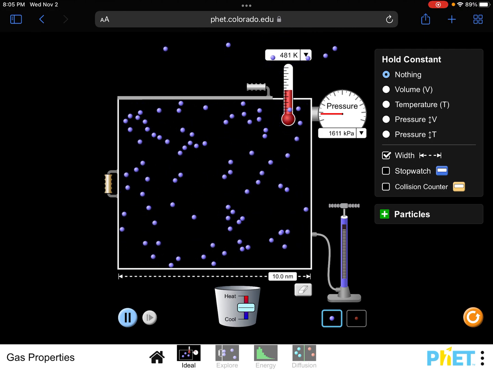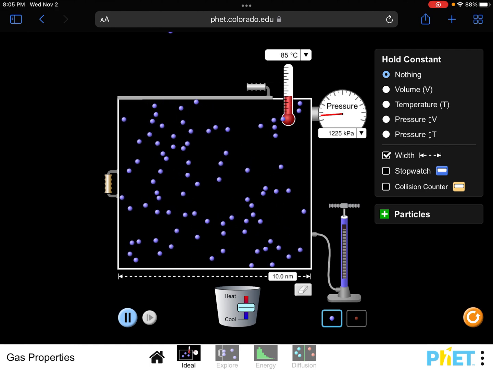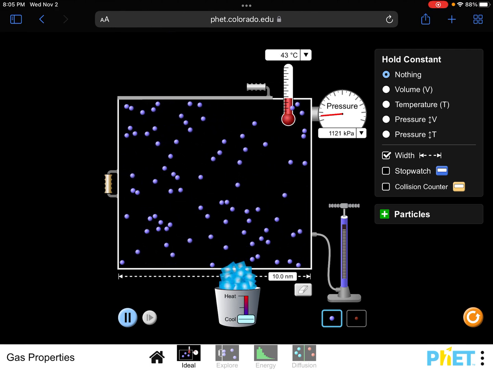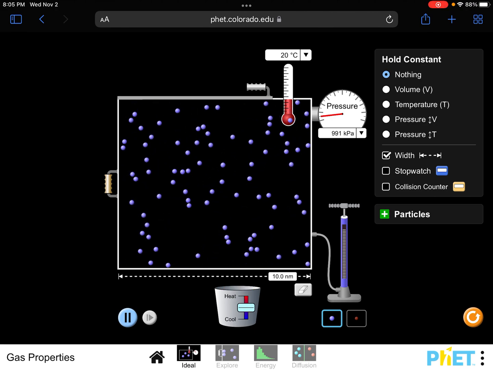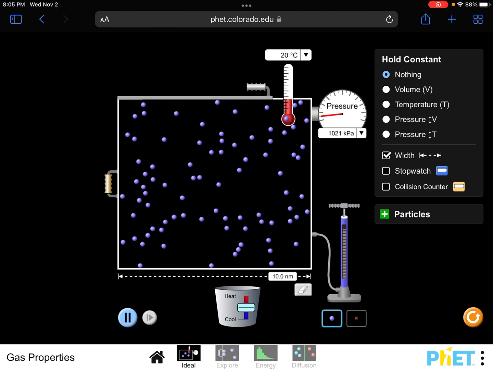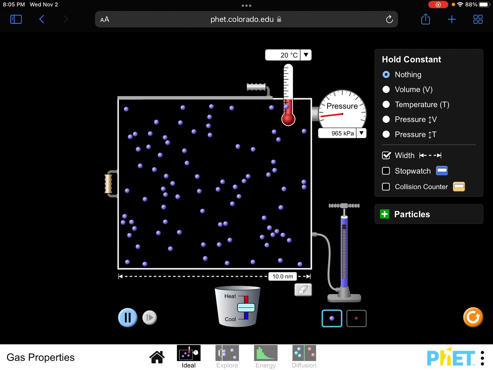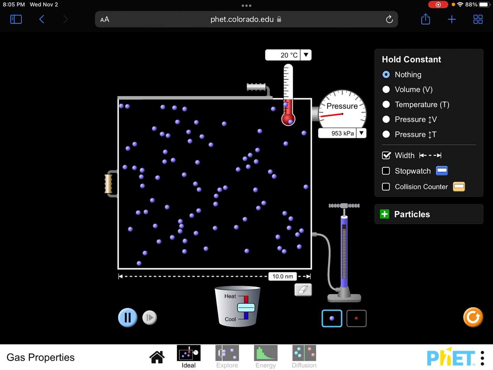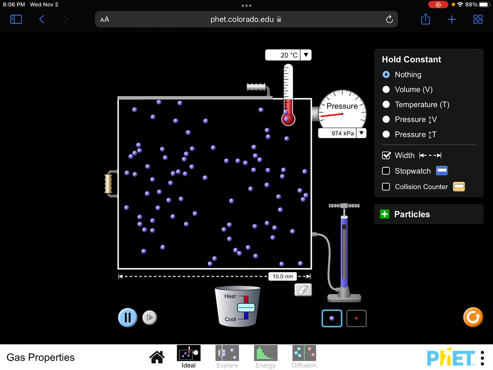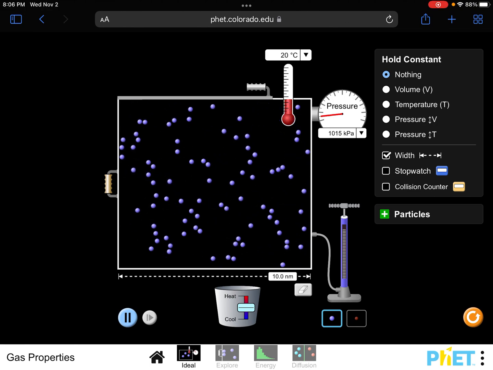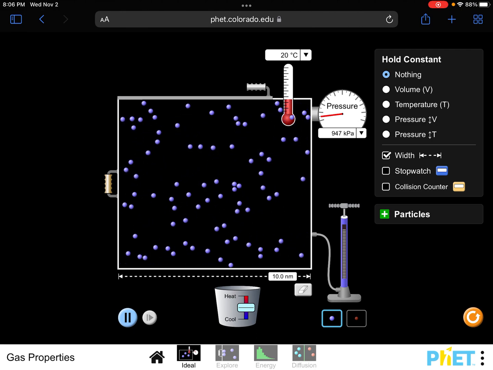Okay, so notice, let's go ahead and cool it back down somewhere closer to room temperature. Let me put this in degrees Celsius. So room temperature in degrees Celsius is about 20. So there we are. We're at 20 degrees Celsius. We've got right around, if you notice, about 1,000 kilopascals, okay? So this is relatively high pressure, but that's okay. Just want to notice what happens when I hold the temperature constant.